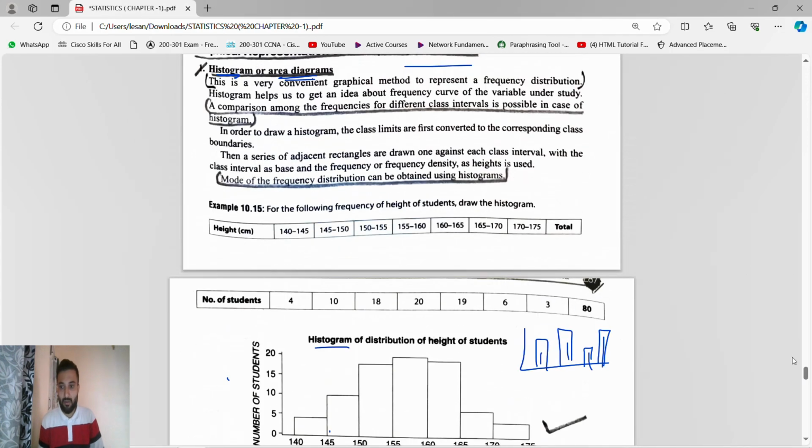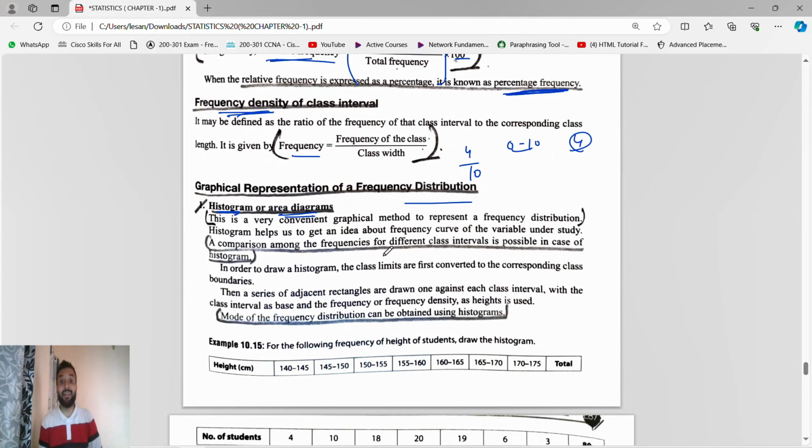So a histogram is also called an area diagram. Whatever I have underlined is important. This is a very convenient graphical method. If they ask which graphical method is very convenient, it is the histogram, other name area diagram. A comparison among the frequencies of different class intervals is possible only in the case of a histogram. They will ask in which case comparison is possible and give four names. So histogram.